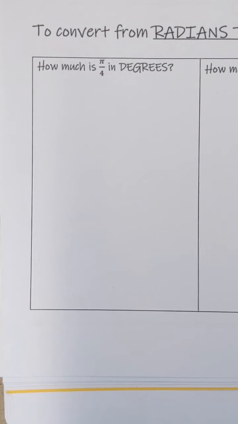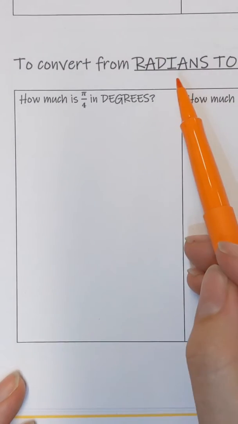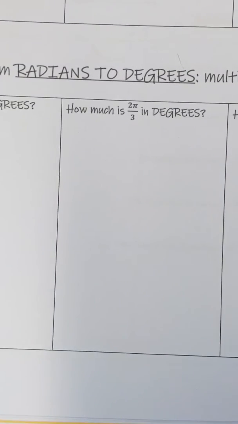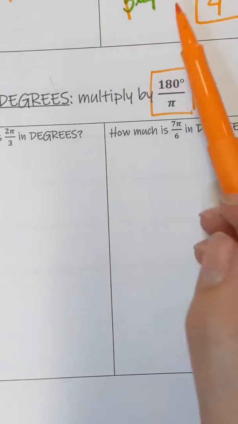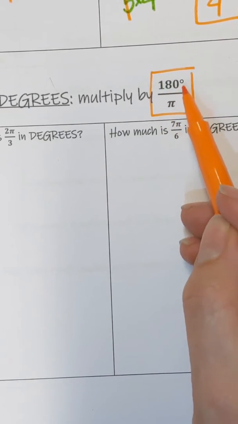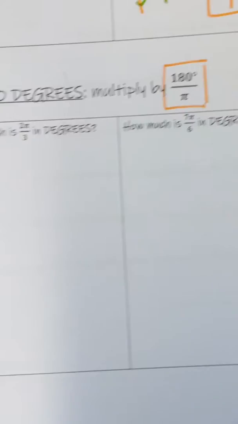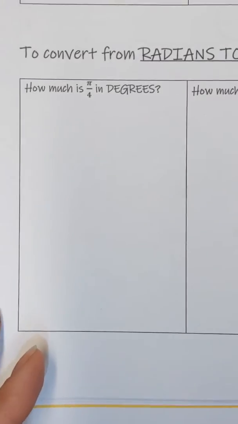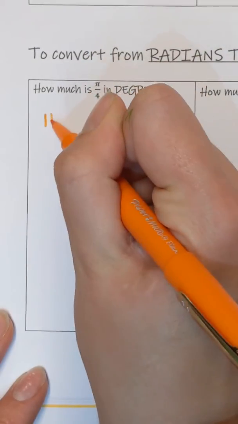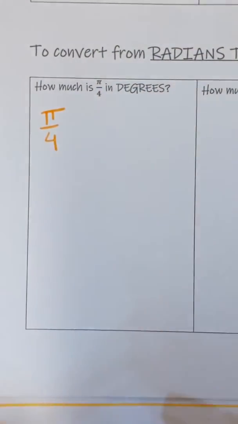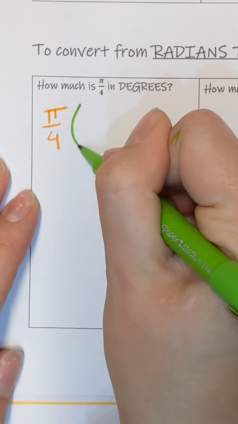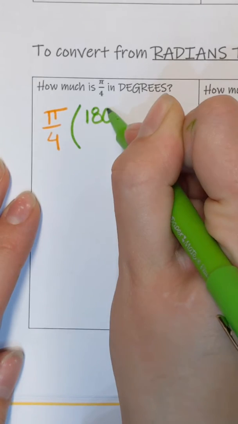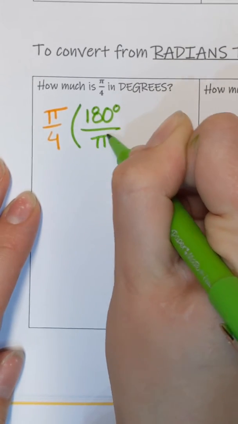Now the other direction. Let's try going from radians to degrees. To do this, we're going to do almost the exact same thing, but we're going to flip our multiplier. So this time we're going to multiply by 180 degrees and divide by pi. Let's give this one a go. We're going to start with pi fourths, and we're going to try to convert that back into degrees. So we're going to multiply by 180 degrees divided by pi.